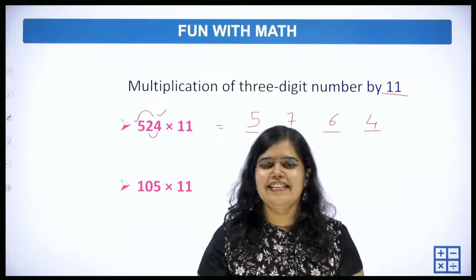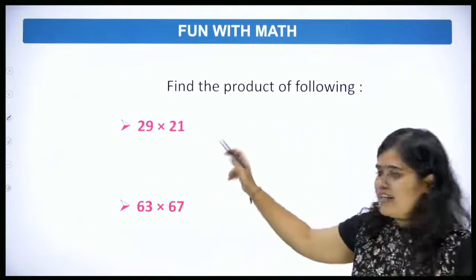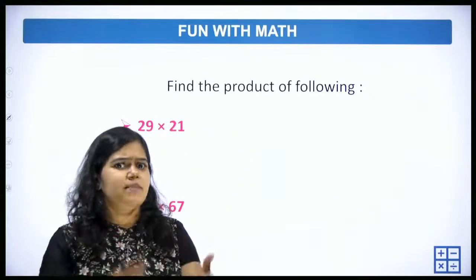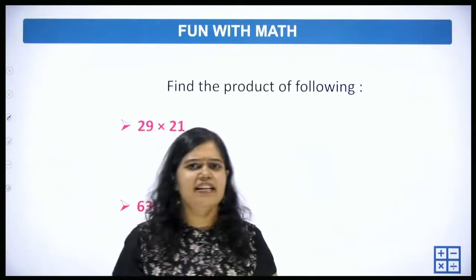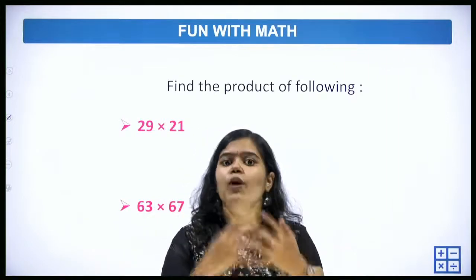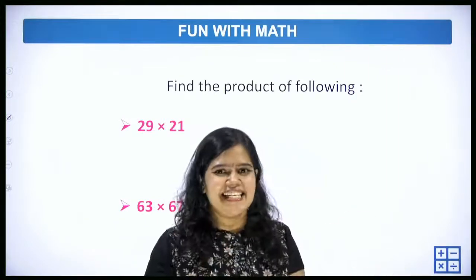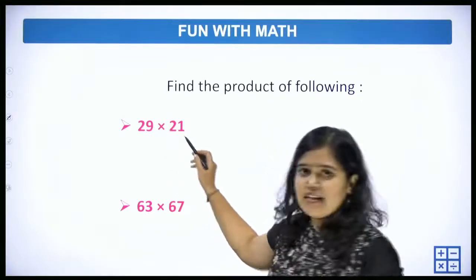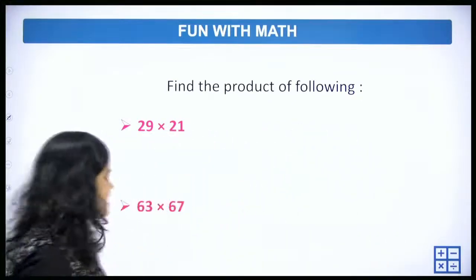Okay? Yeah. 29 into 21. So how will we multiply such numbers? Multiplying by 11 and multiplying by 5 are done. Now we have random numbers, and how are we going to multiply them easily? Let's look into that now.